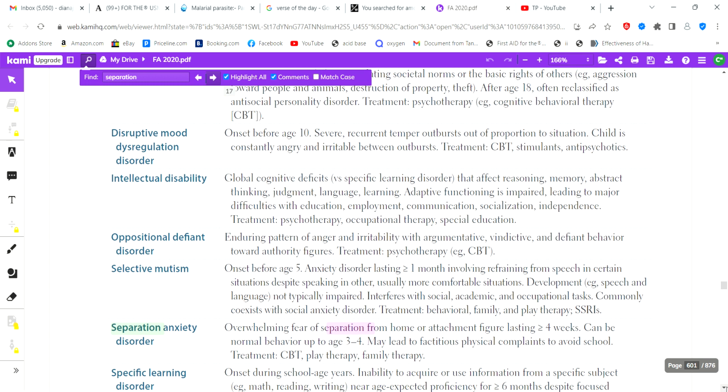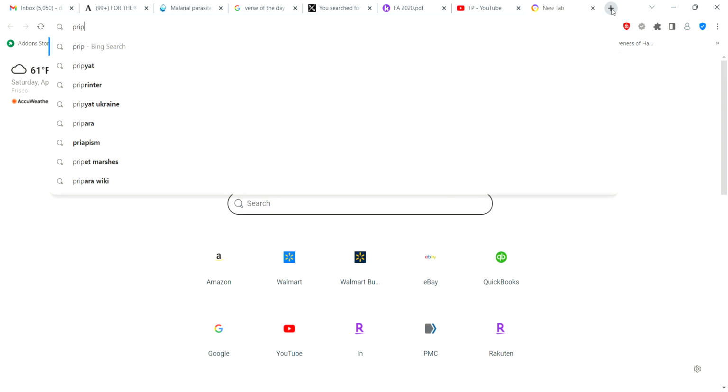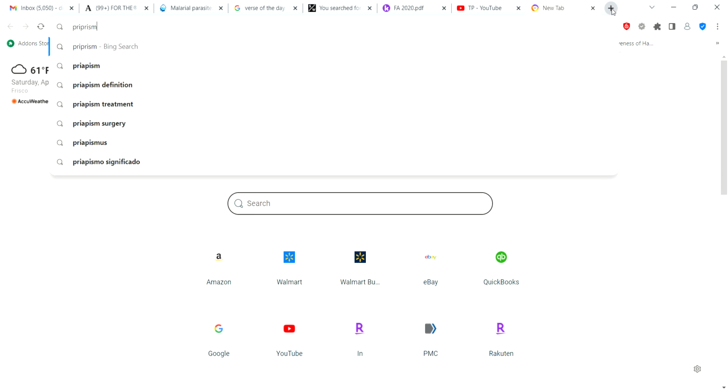Okay, next. Trazodone. It's a highly sedating antidepressant used to treat insomnia. Priapism is a rare but serious effect of trazodone. So priapism is this.